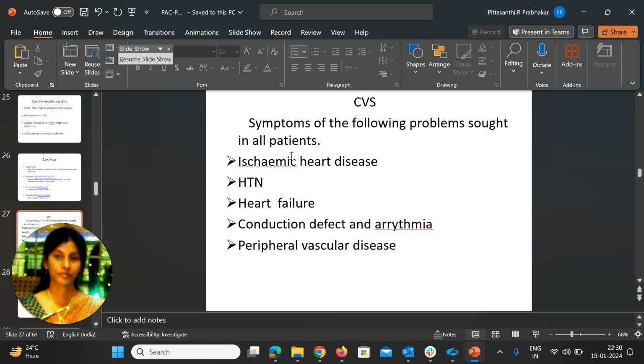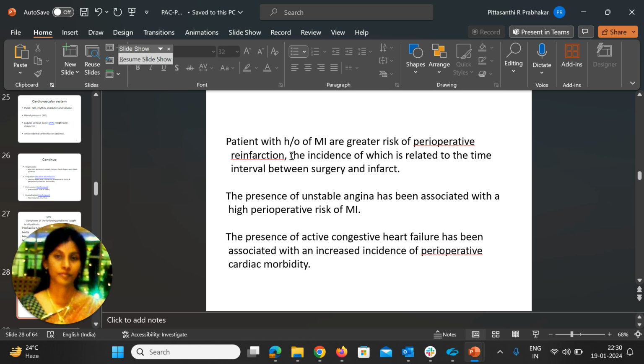Symptoms of the following problems are sought out in all the patients, like ischemic heart disease, hypertension, heart failure, conduction defect and arrhythmia, and peripheral vascular disease. Patients with a history of MI are at great risk of perioperative reinfarction, the incidence of which is related to the time interval between surgery and infarct. The presence of unstable angina has been associated with a high perioperative risk of MI. The presence of active congestive heart failure has been associated with an increased incidence of perioperative cardiac morbidity.